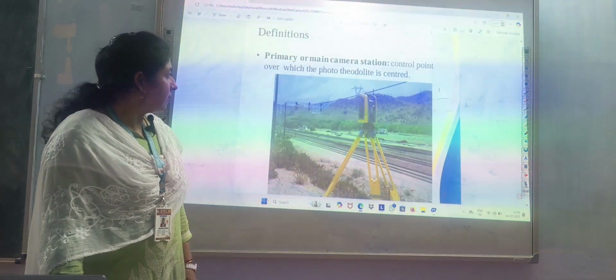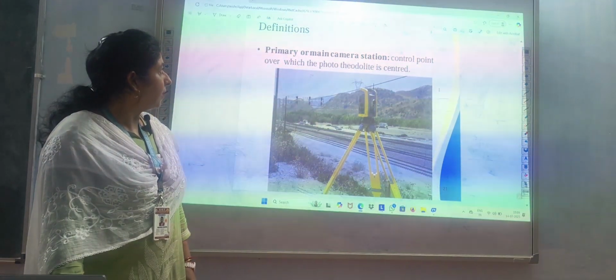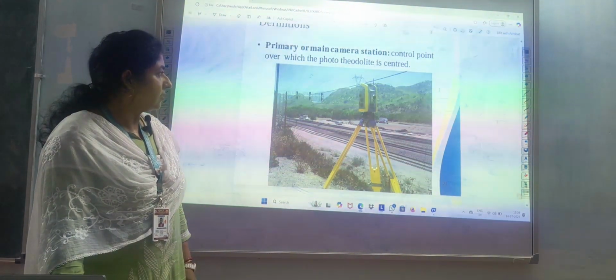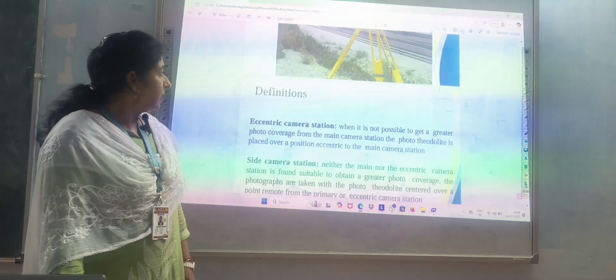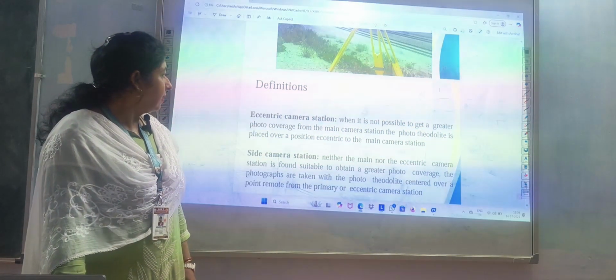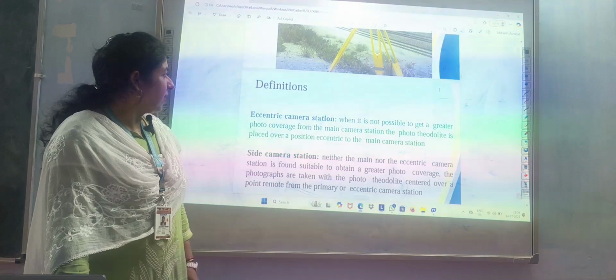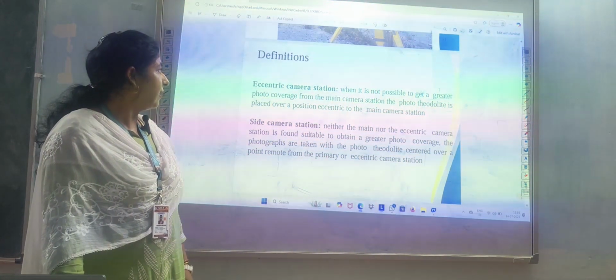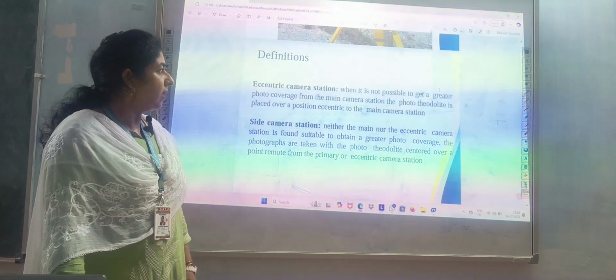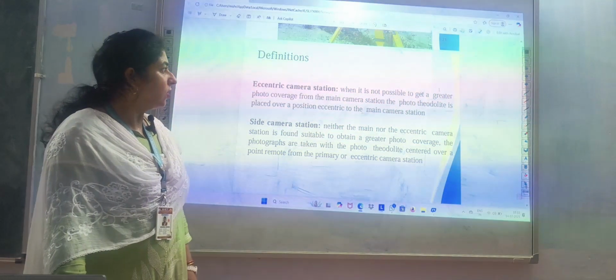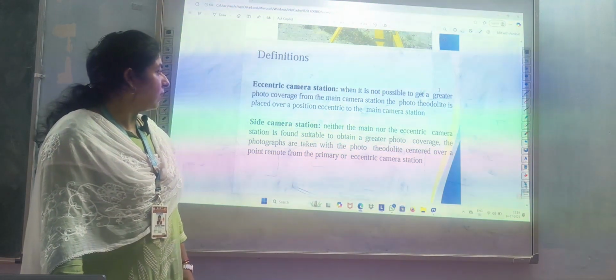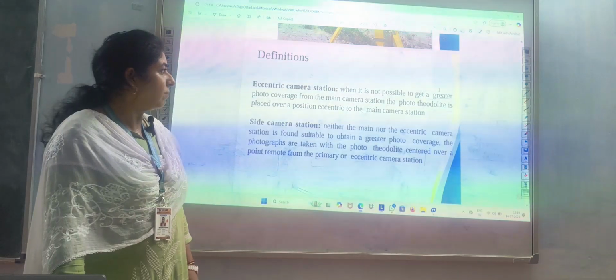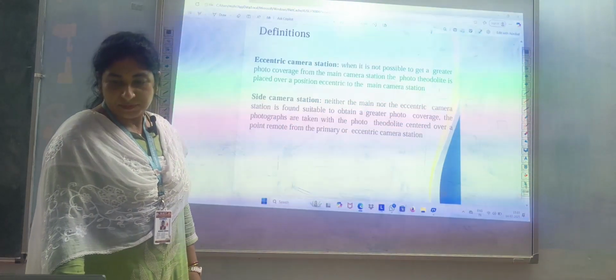Then next, this diagram of a preliminary or main camera station. What is the definition of eccentric camera station? When it is not possible to get a greater photo coverage from the main camera station, the photo theodolite is placed over a position eccentric to the main camera station.